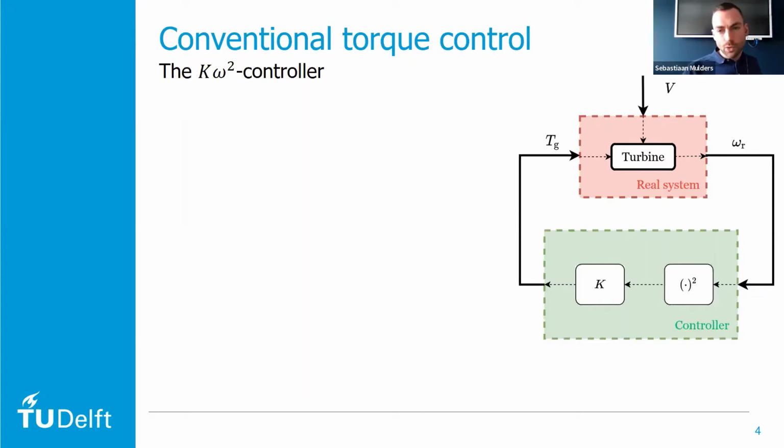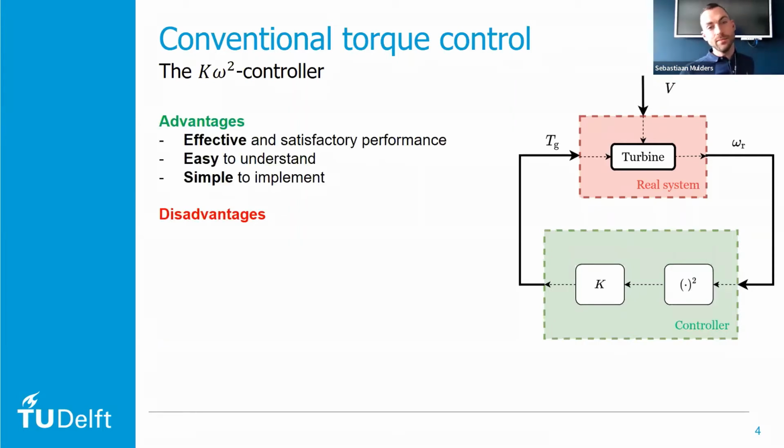This controller type controls our wind turbine in region 2 to operate at the optimal tip speed ratio. There are of course advantages and disadvantages of this control framework. It's effective, easy to understand, and simple to implement, but there are also disadvantages.